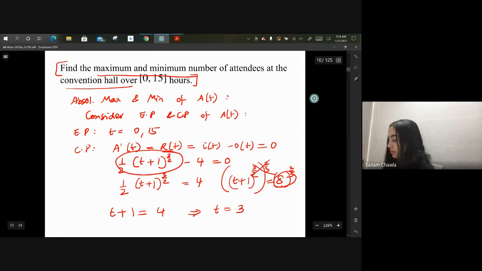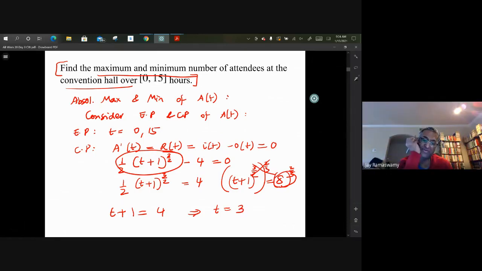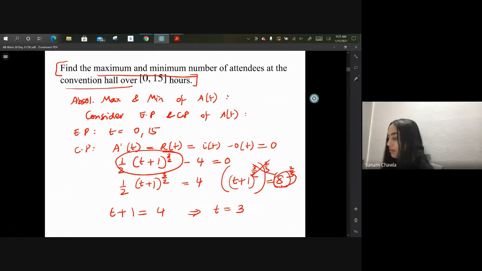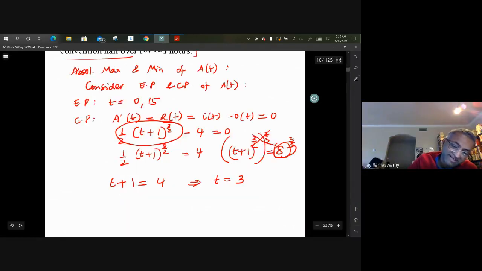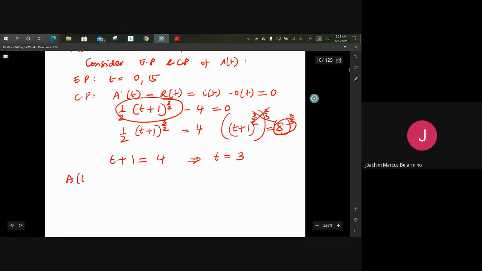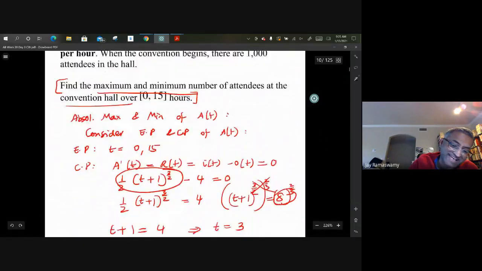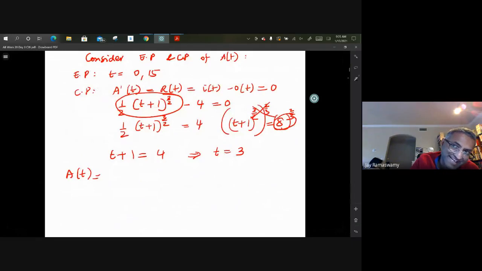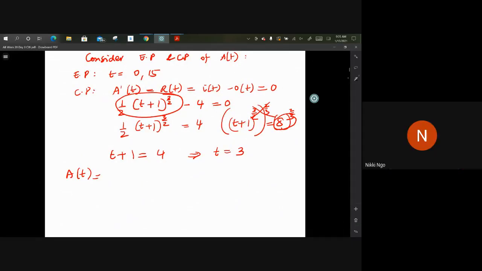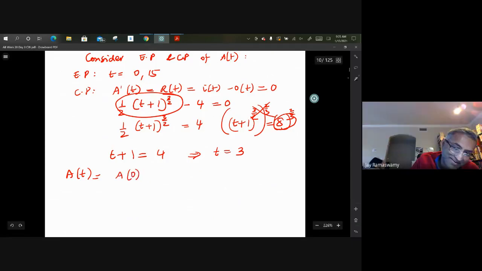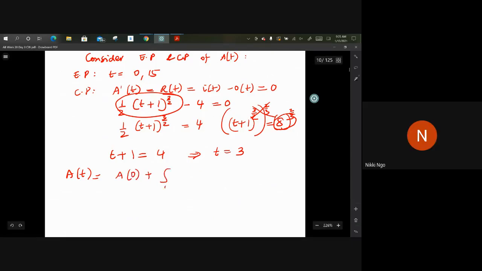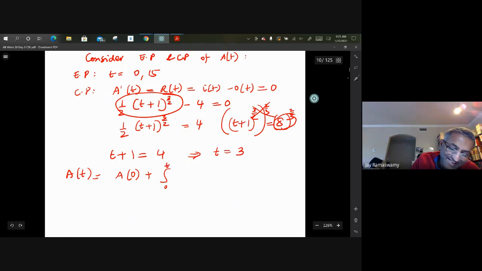Stop. What do we do with all these values? Evaluate. Are we plugging into A of T? Yes. Okay. Smart kids, now making a connection. We know A of 0 is 10. So what's the formula for A of T? A of T equals A of 0 plus the integral from 0 to T of A dash of T, which is I of T minus O of T, correct? Is everybody okay with that general idea?